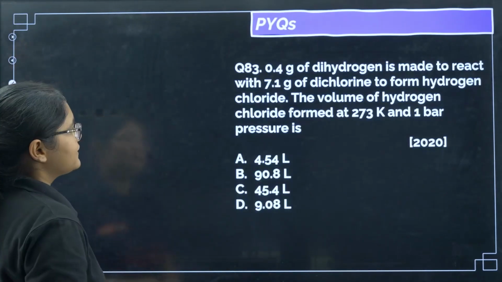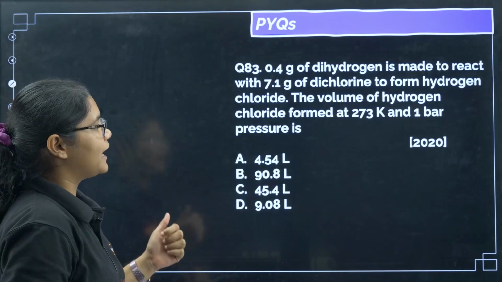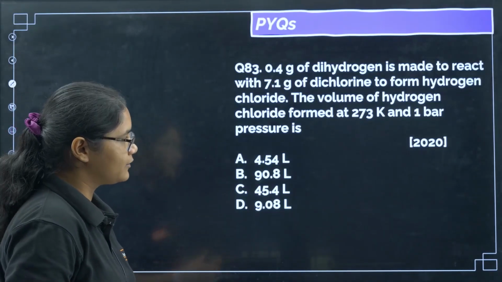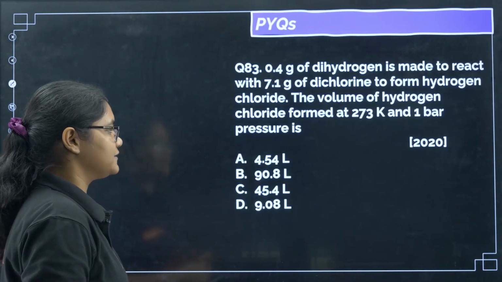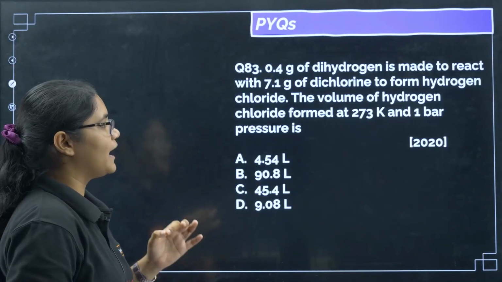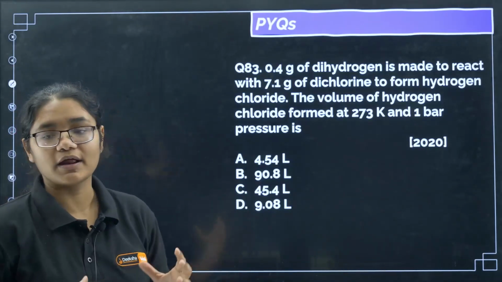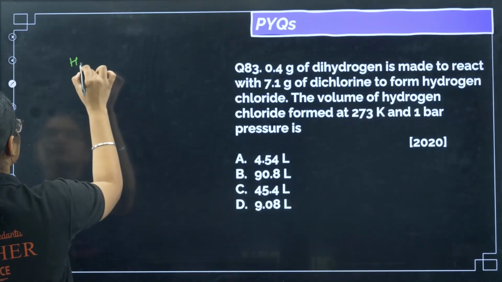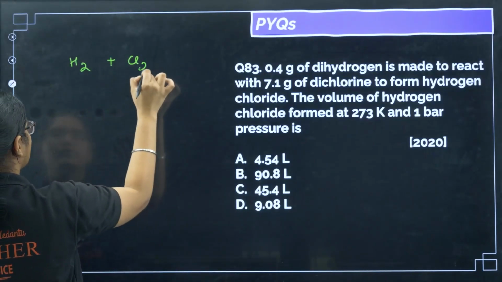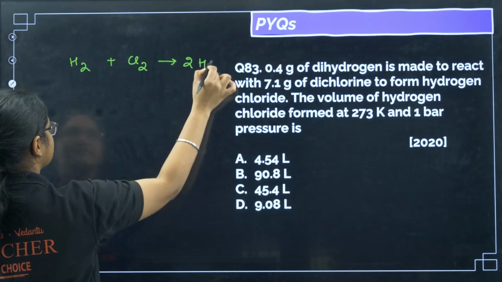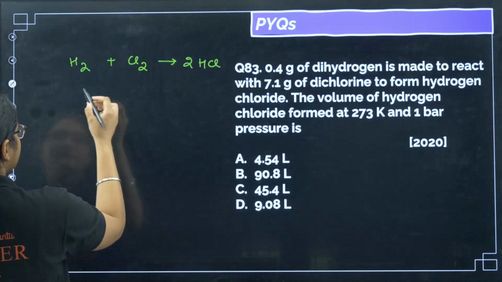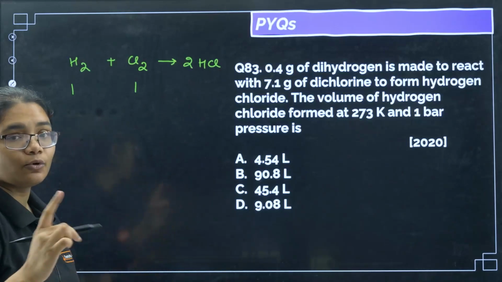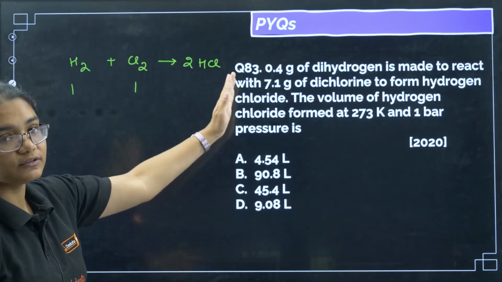Okay. Next, 0.4 gram of dihydrogen is made to react with 7.1 gram of dichlorine to form HCl gas. The volume of HCl formed at 273 Kelvin and 1 bar pressure is? Okay, so now H2 plus Cl2 gives me 2 HCl, right? And if I just write down here, 1 mole of H2 reacts with 1 mole of Cl2 to give me 2 moles of HCl.